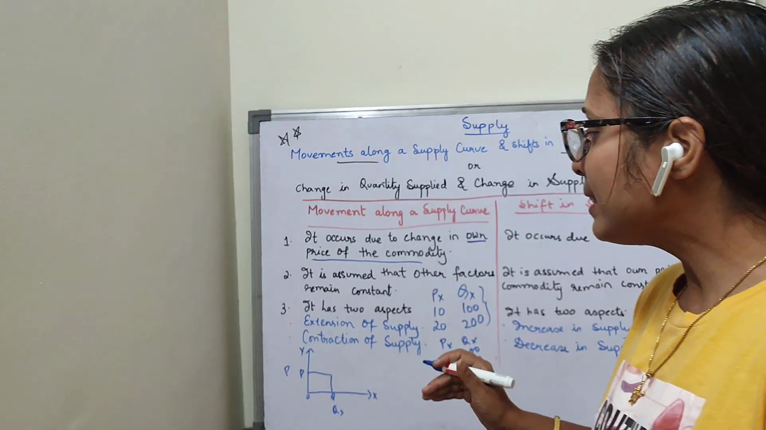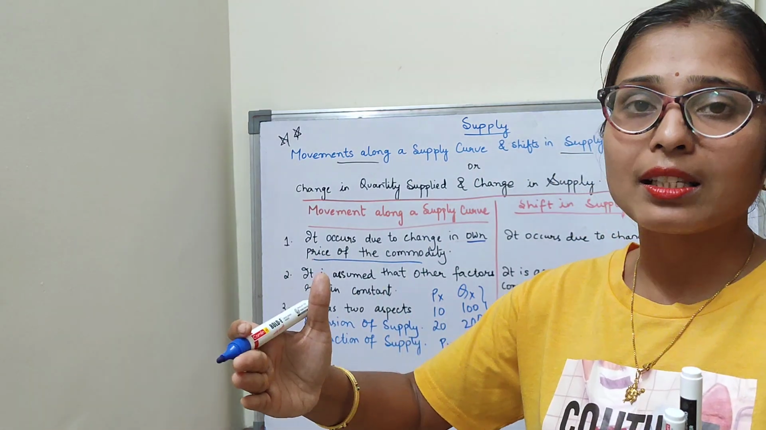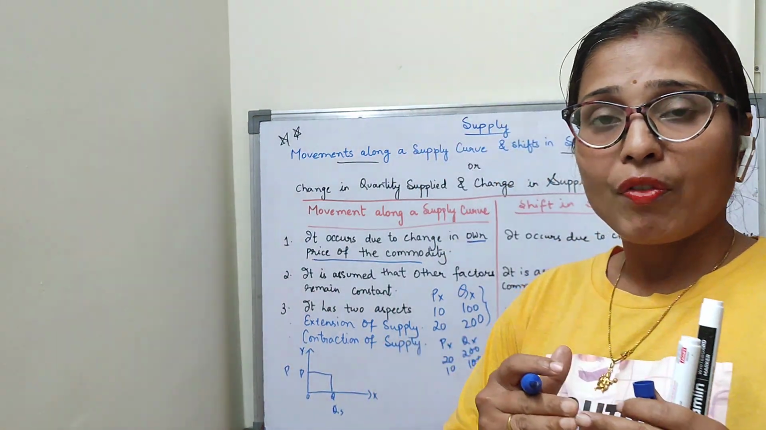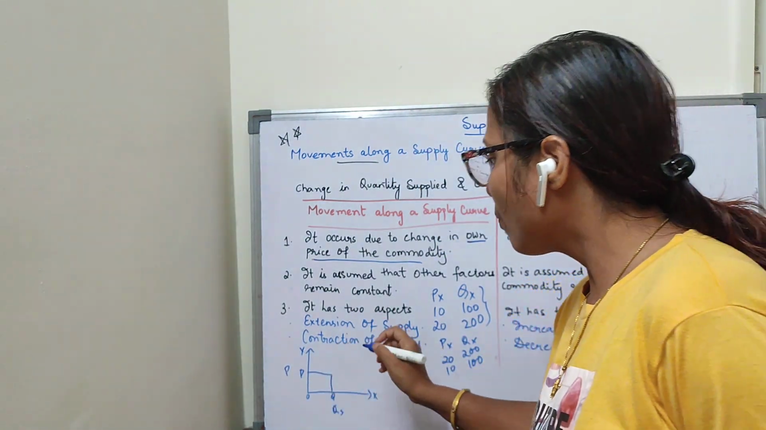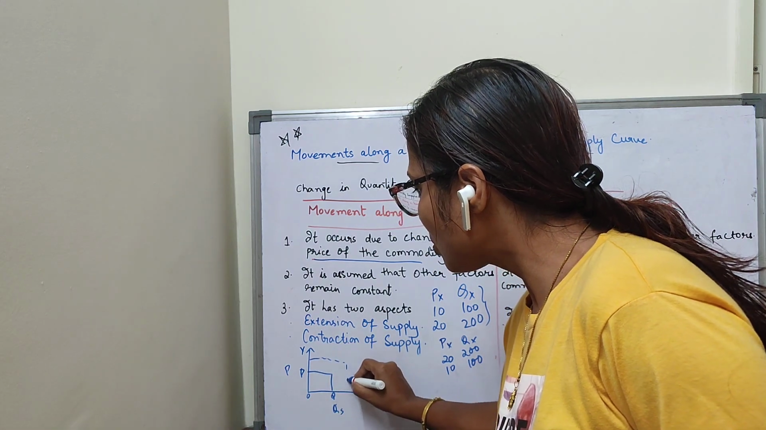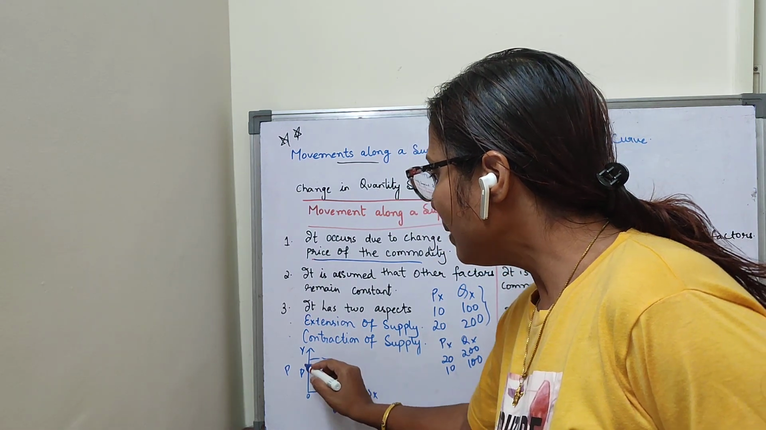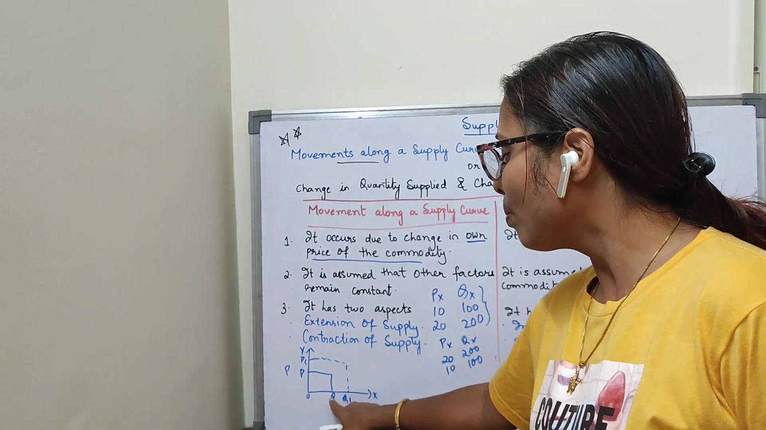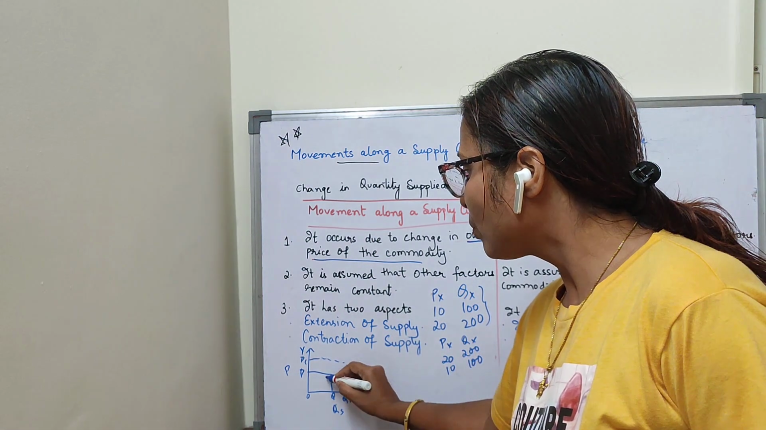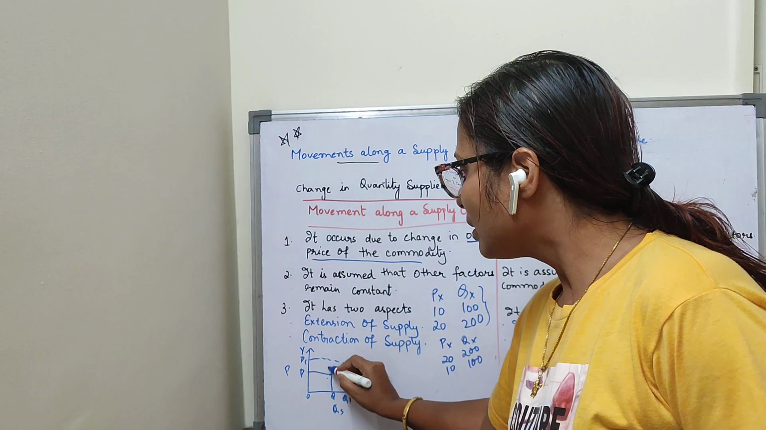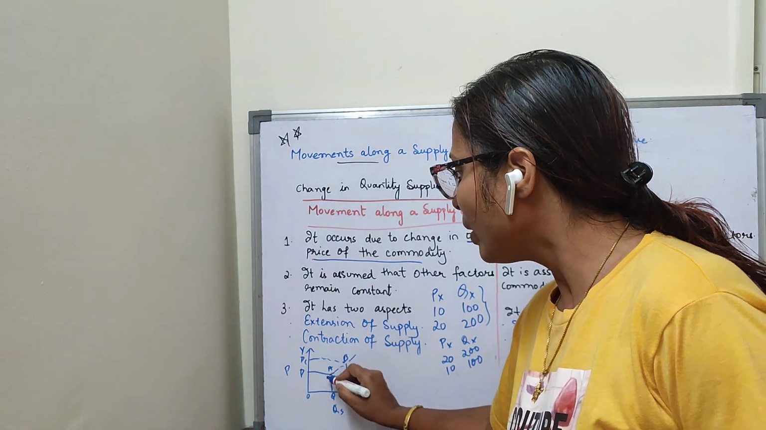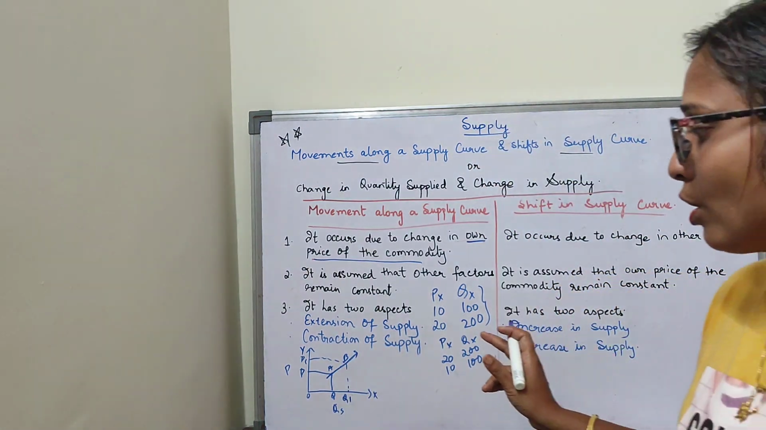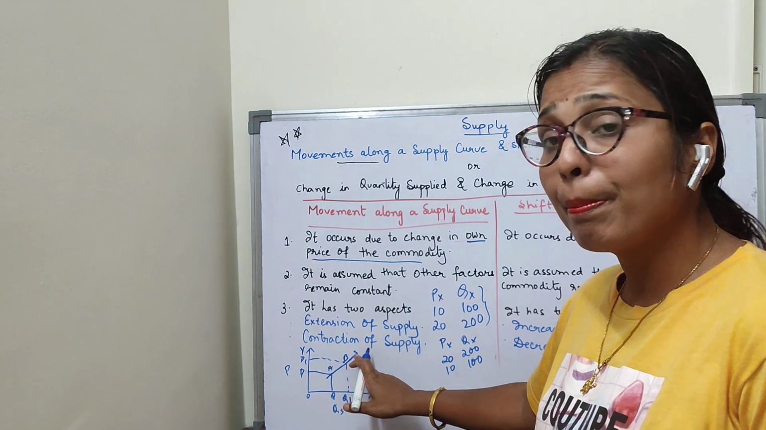Clear children? Now when price increases, extension means extending the supply. So when supply extends, when supply increases, when price increases, my quantity supplied also increases to OQ1. So now when price increases from OP to OP1, I can say my quantity increases from OQ to OQ1. So this is this movement from down. This I can say A point, this is the B point. Now if I join this point, so I can see the supply, this is the extension of supply. That means supply extends from A to B point.